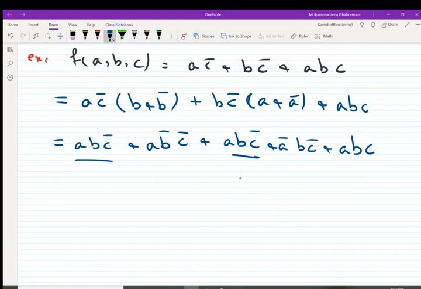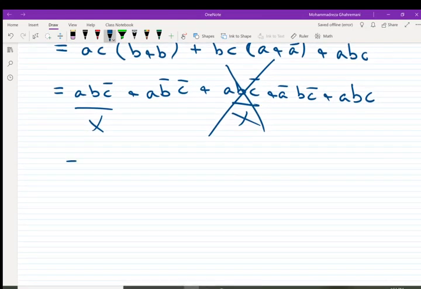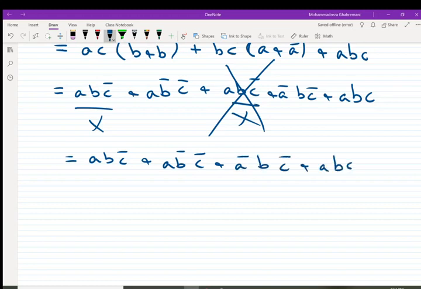What about A bar, B, C? We don't. What about A, B, C? We don't. So this term is repeated. So we remove one of them and we say it's equal to A, B, C bar plus A, B bar, C plus A bar, B, C bar plus A, B, C.